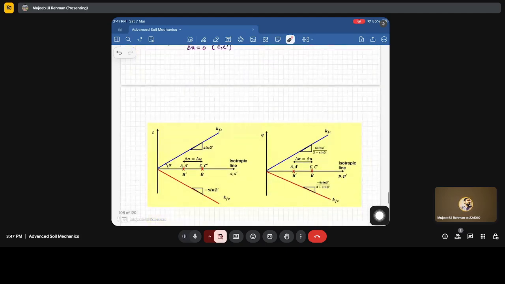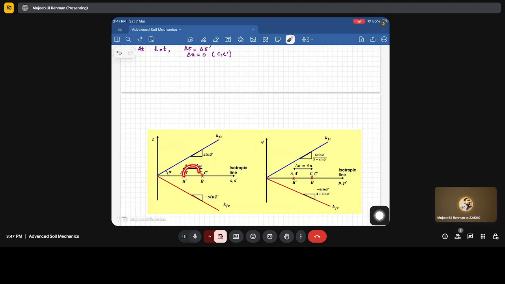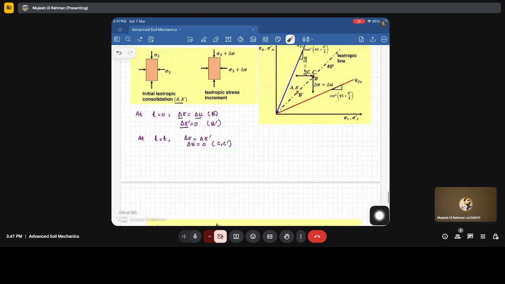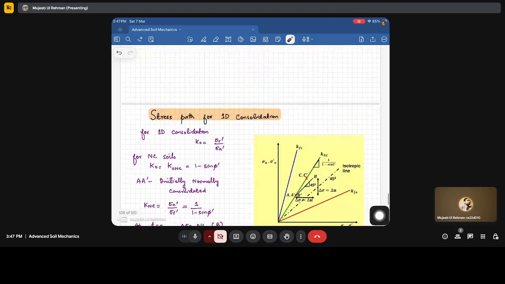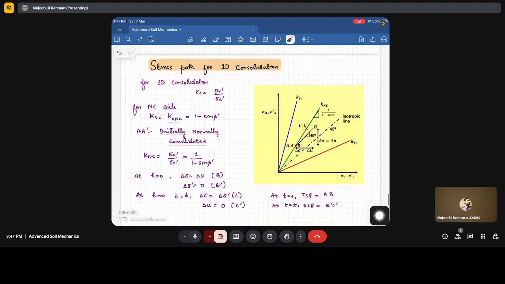Fine. So we can say this final stage is actually A and C. This final stage is actually A and C, but just for understanding, this B has been introduced in it. Fine. Now after that, we'll see the stress path for the 1D consolidation.